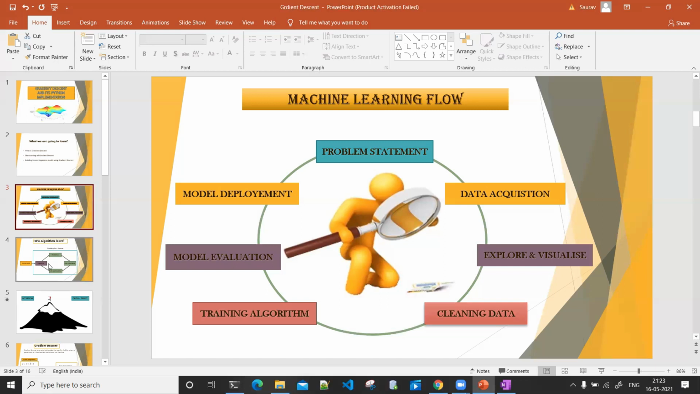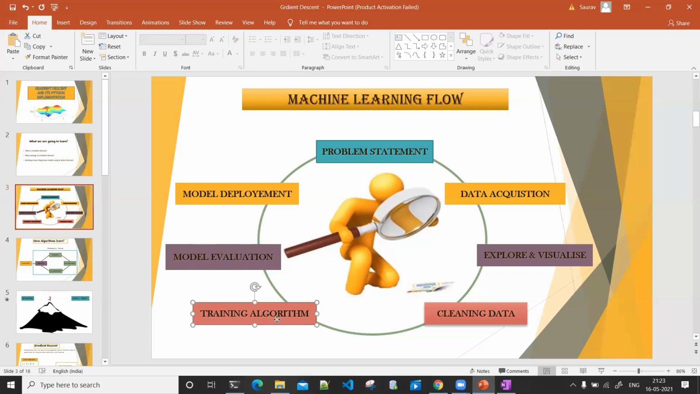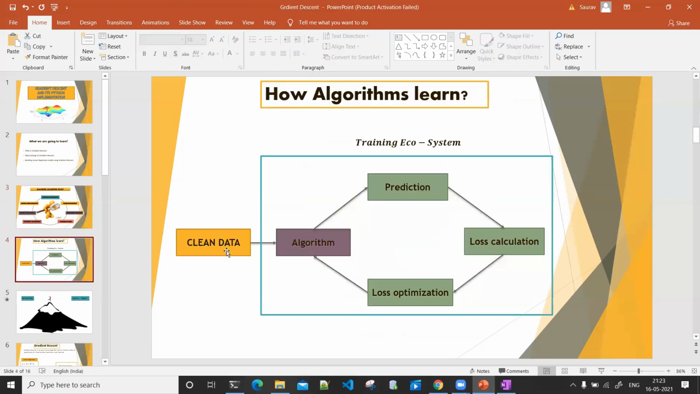So this is the flow of a particular machine learning problem statement, or you can say project. Obviously we are not going to talk about this part. We are going to talk about how the algorithm learns. So this is the training ecosystem, where this part is expanded, right? So how we give the clean data to the algorithm.